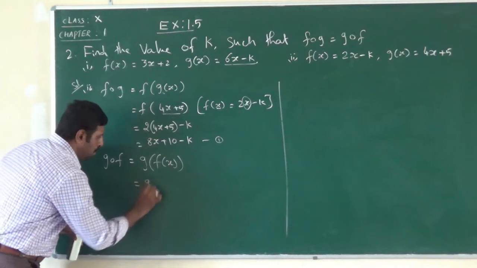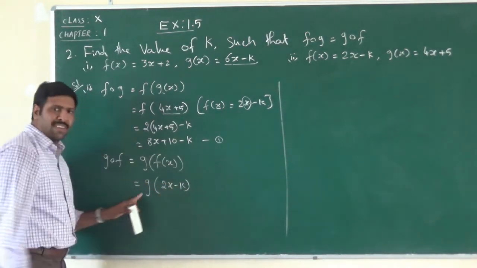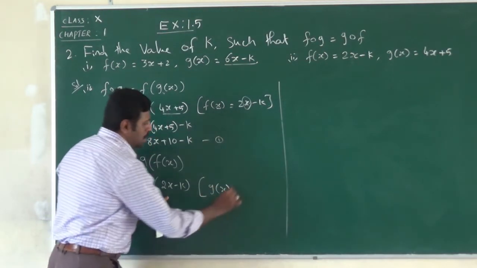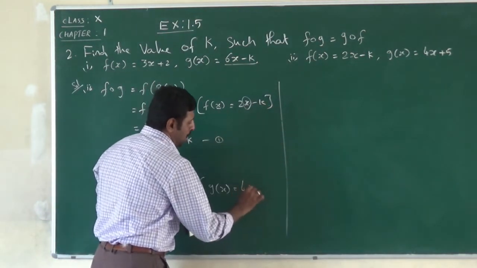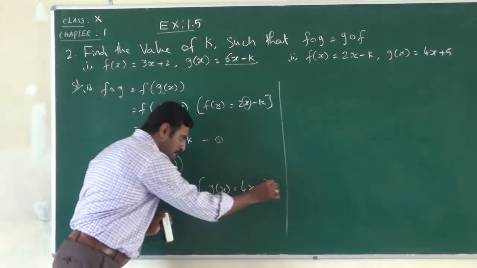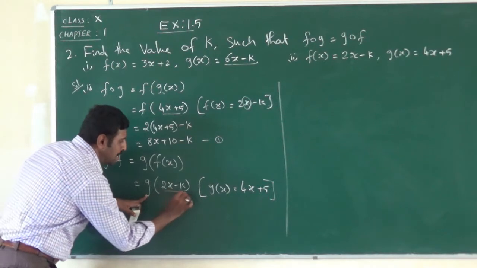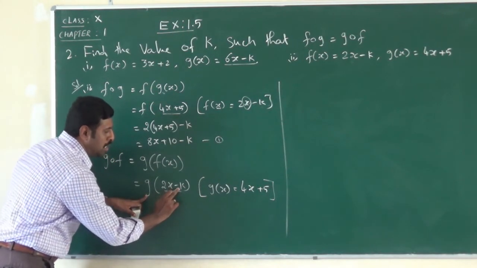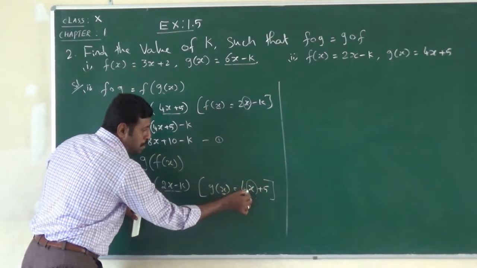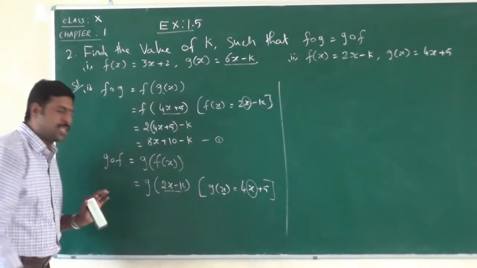Now substitute the value of f of x, that is 2x minus k. Now compare this with g of x. g of x is given as 4x plus 5 as the function. Now see g of x, in the place of x is here 2x minus k. So compare with this. In this place of x we have to substitute the value 2x minus k.